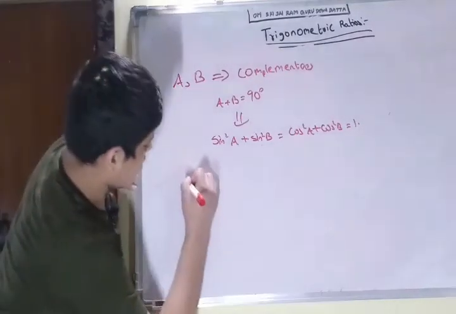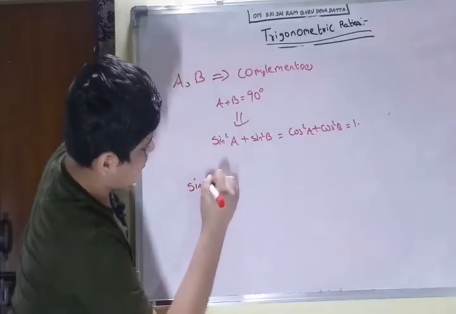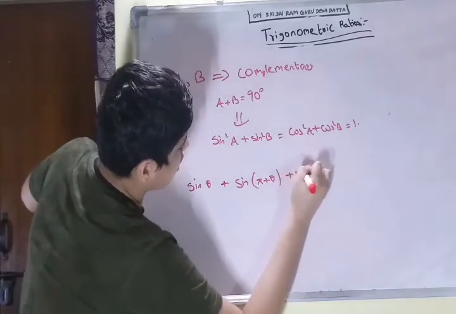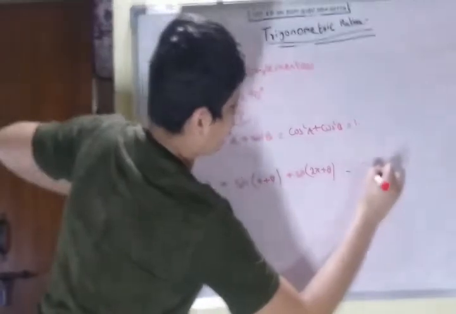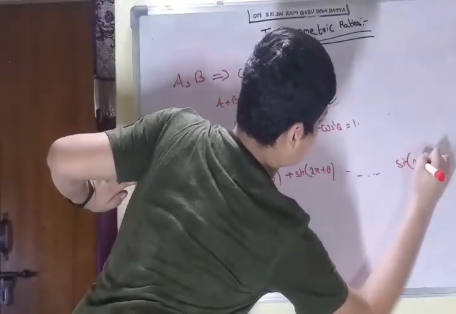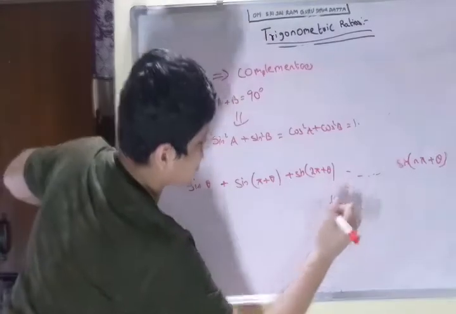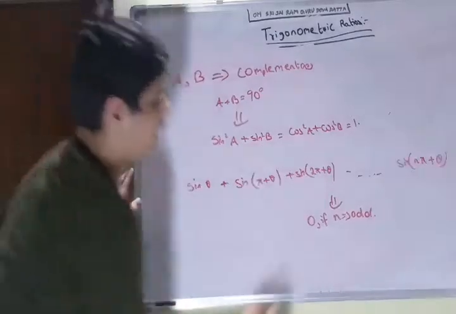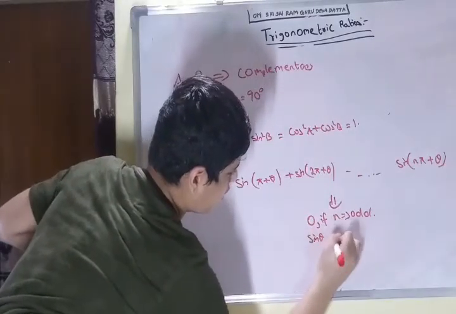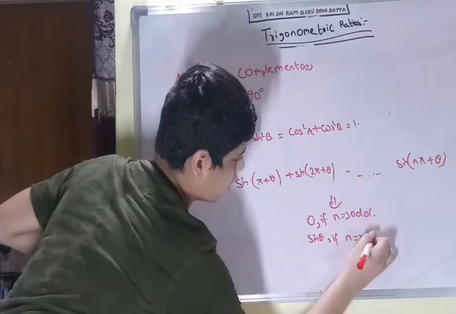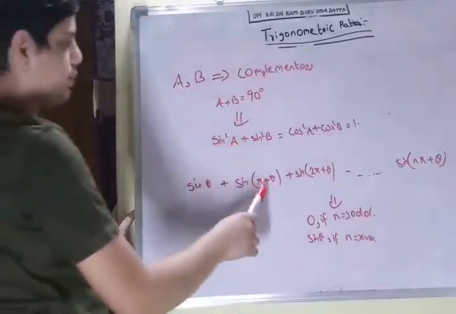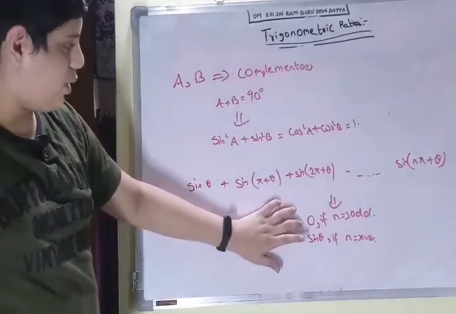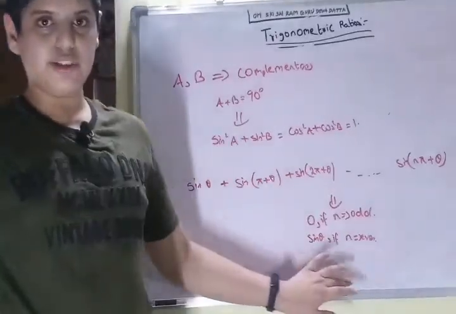And the other property is sin theta plus sin pi plus theta plus sin 2 pi plus theta so on up to sin n pi plus theta. This is 0 if n is odd and this is sin theta if n is even. The same for cos also, cos theta plus cos pi plus theta plus cos 2 pi plus theta so on up to cos n pi plus theta. Then it will be 0 if n is odd, and cos theta if n is even.